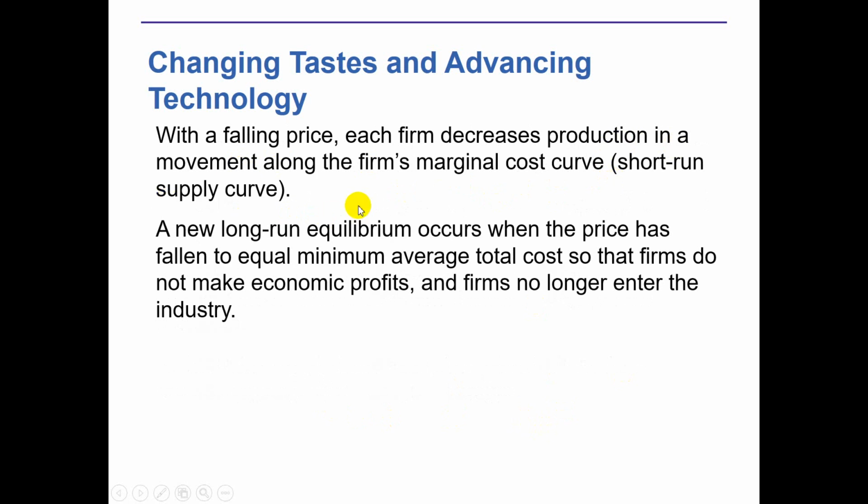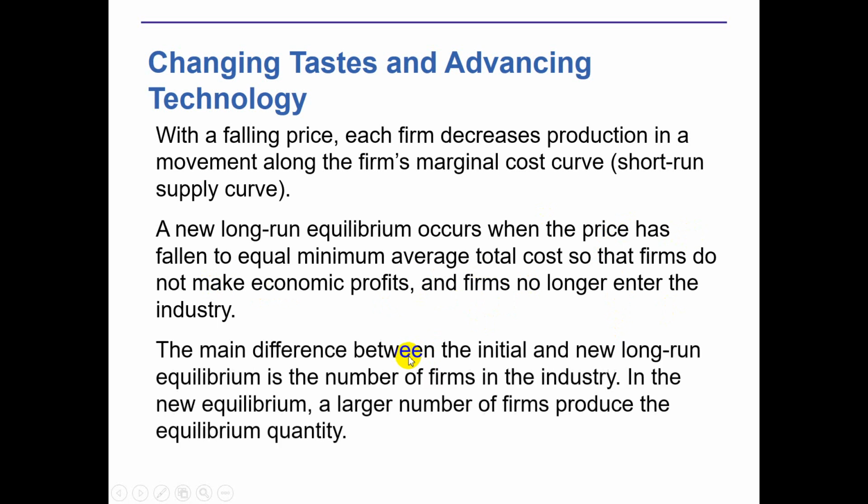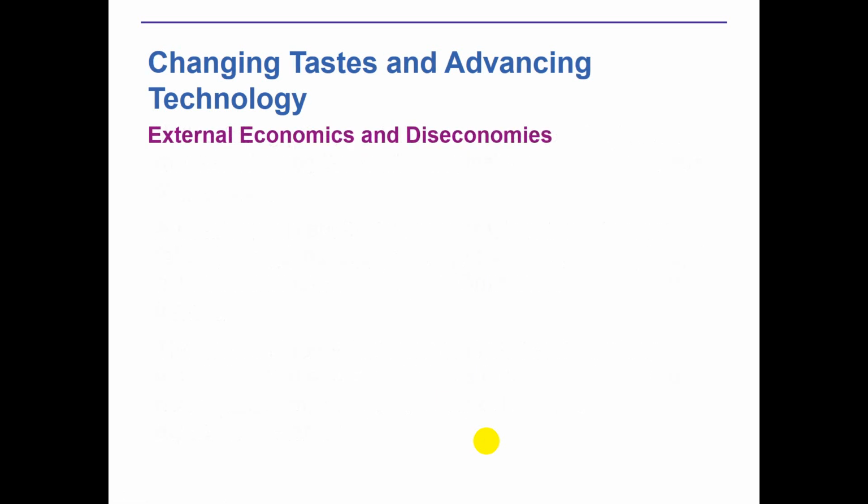So the new long-run equilibrium occurs when the price has fallen to equal the minimum average total cost, so that firms do not make economic profit and firms no longer enter the industry. In that case, the main difference between the initial and new long-run equilibrium is the number of firms in the industry. In the new equilibrium, a larger number of firms produce the equilibrium quantity, but they have less market share than before.